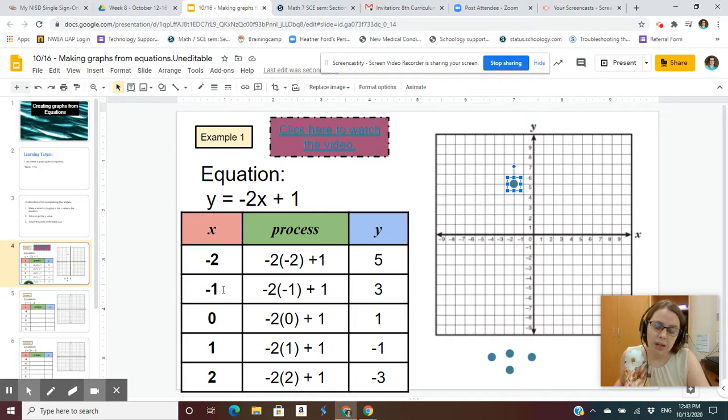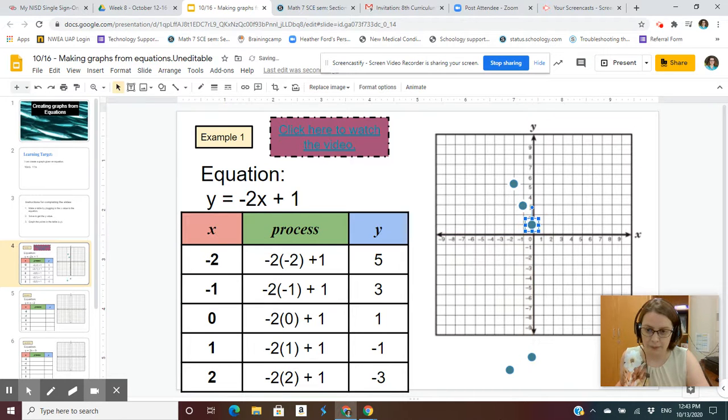Then we come again. Negative 1 is our x, and positive 3 is our y. So I'm going to grab a dot, start at 0, go to the left 1 for negative 1, and go up a positive 3. 1, 2, 3, and let go, and there's your dot. Try it again. This time it's 0 for the x, 1 for the y. x is 0, so I'm not going to move anywhere, but I am going to go up 1 for the y.